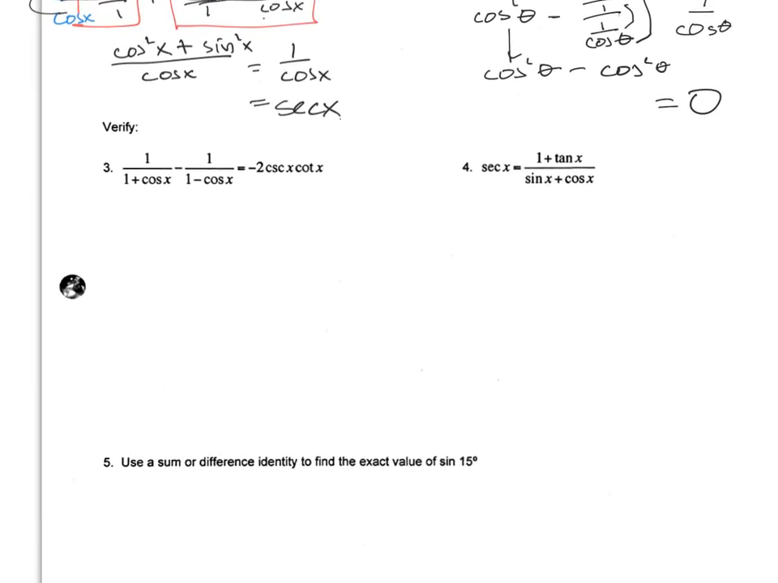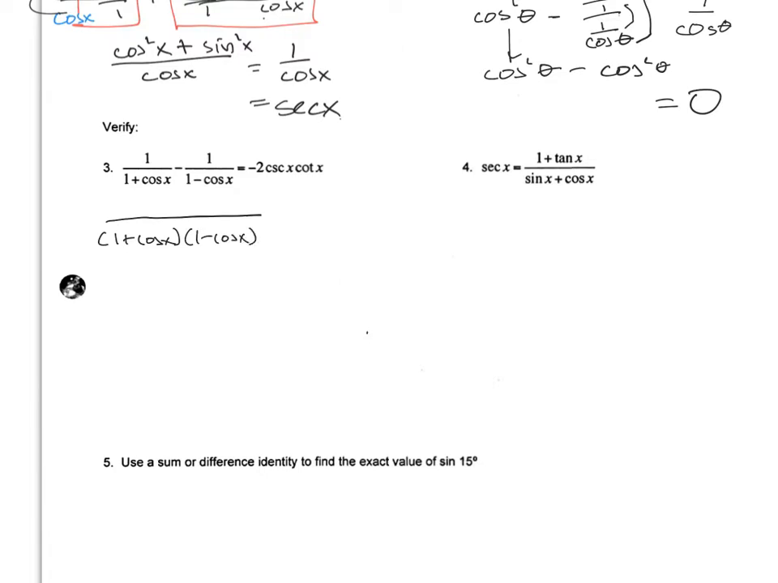Now, the verifying problems are basically the same as what we just did, except now we have a goal. Now you know what the answer is, so you'll know very clearly what to aim for, and you also know when to stop. Subtracting fractions, I'm going to go with that side. Common denominator means we're going to have one of each thing. Those are not the same. We have 1 plus cosine times 1 minus cosine.